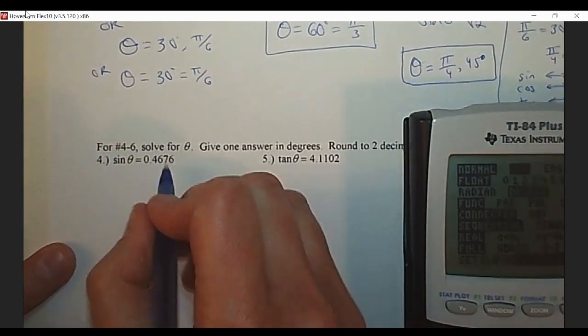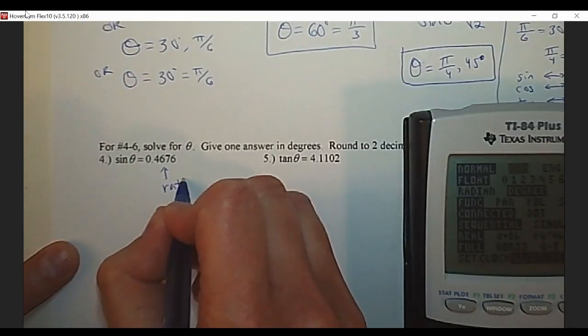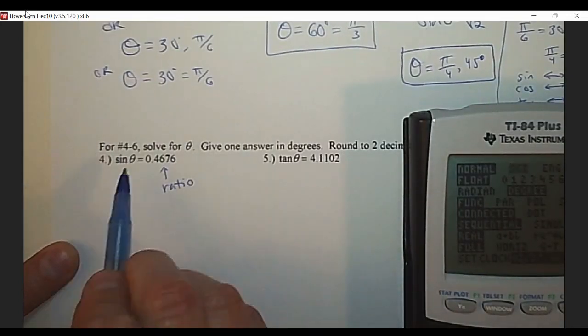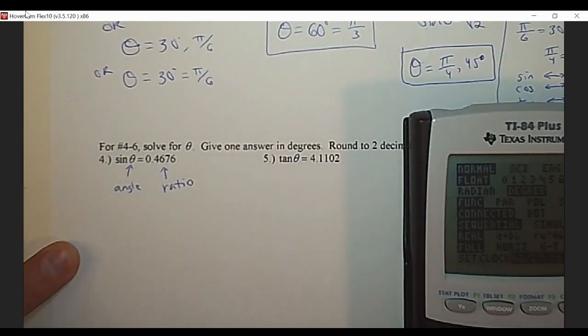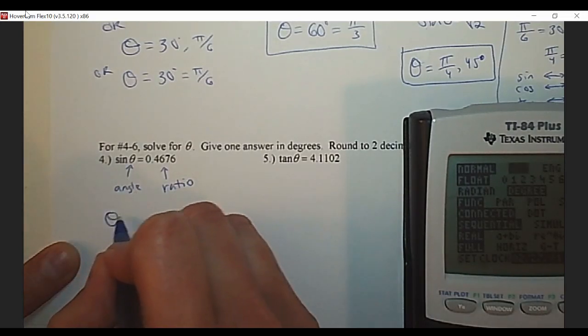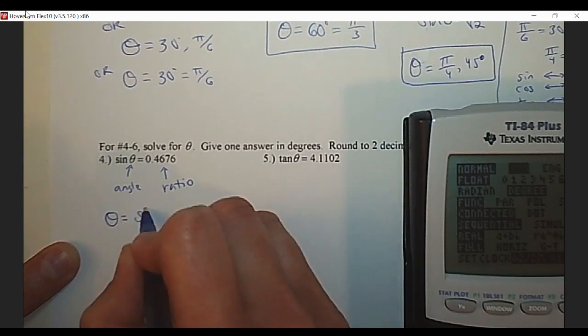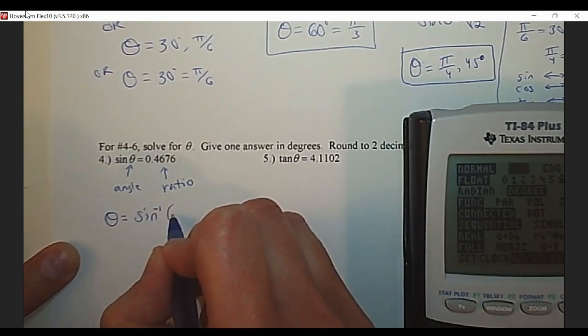So taking a look, we have the ratio is given. I know this is the ratio because what happens with trig functions is the angle goes in, the ratio comes out. So we're trying to find the angle. We're given the ratio. In this scenario, we can find out what the angle is by doing sine inverse of the ratio.